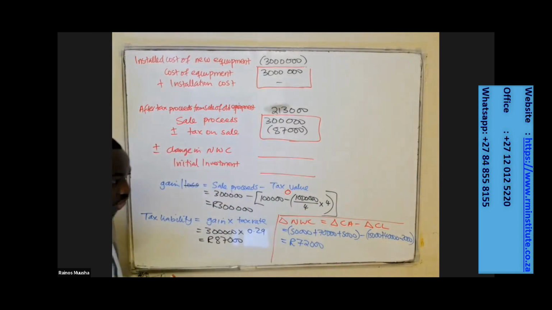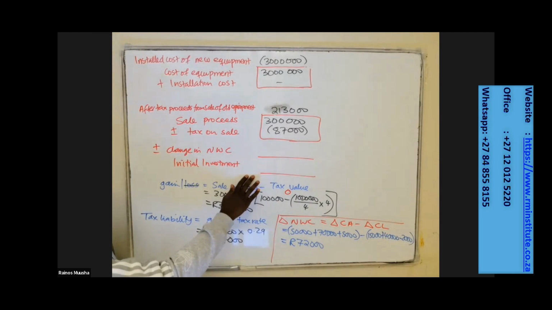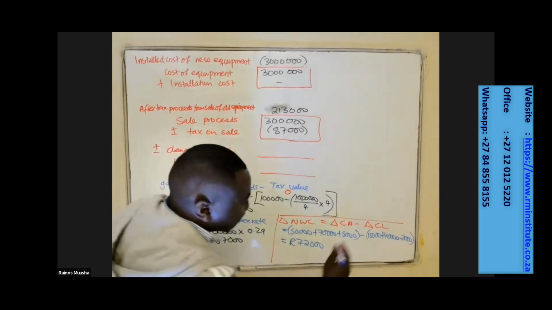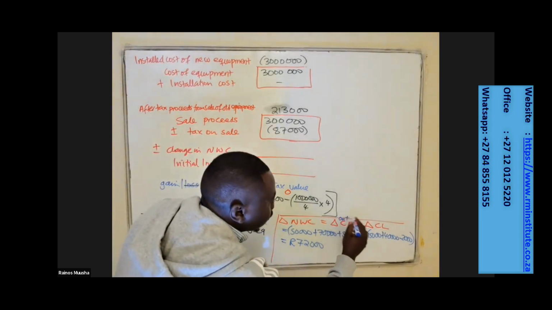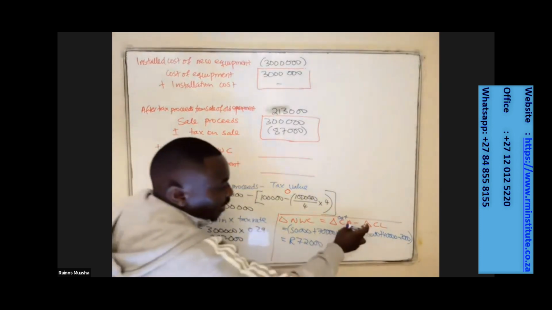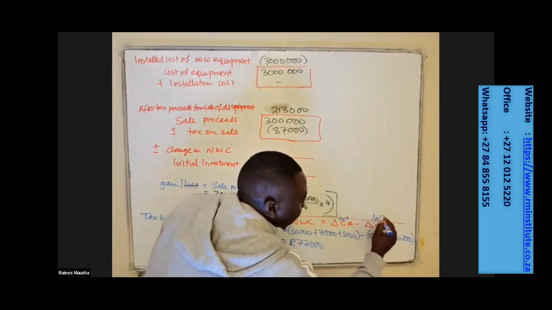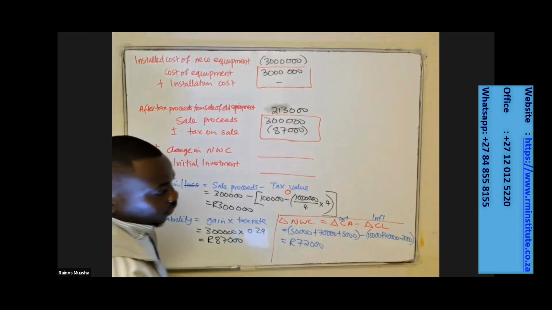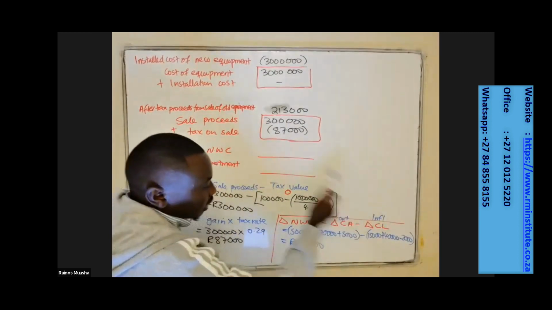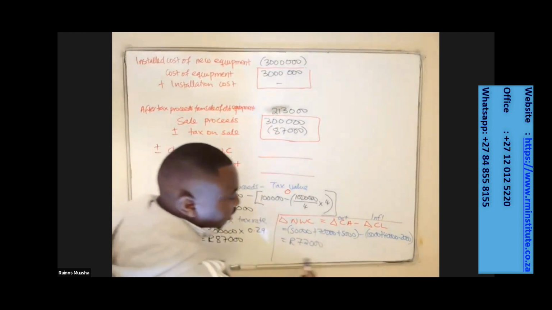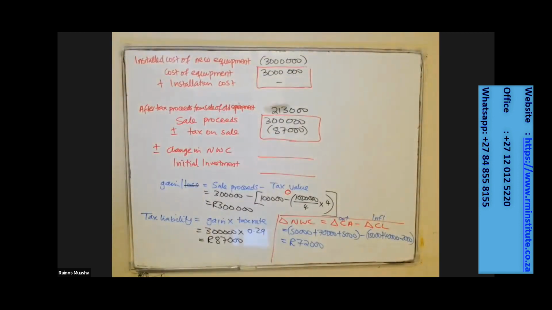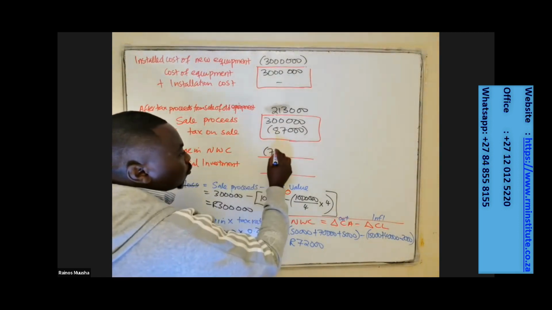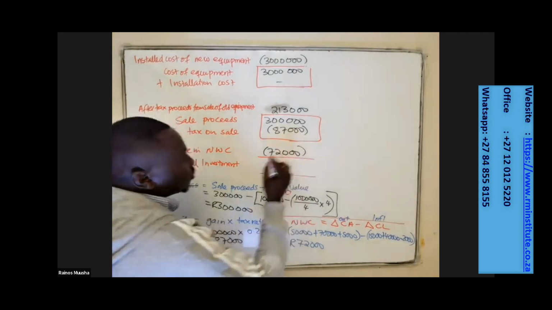Remember what we said initially, when you're calculating your initial investment, your current assets are considered to be an outflow of cash, and your current liabilities are considered to be an inflow of cash, isn't it? So what do we see? When your outflow is more than your inflow when it comes to initial investment, it means you're in a net cash outflow of how much? 72,000, isn't it? So in this case, you're going to be having a net cash outflow of 72,000.